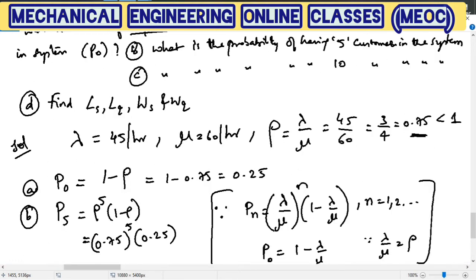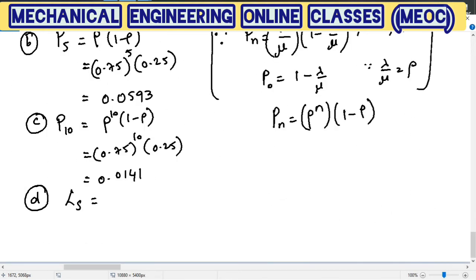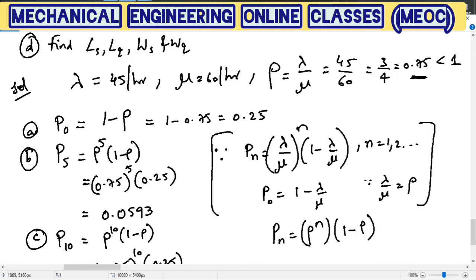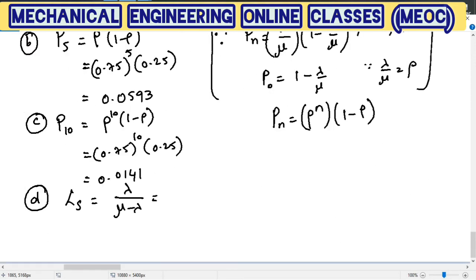We know the formulae. What is LS? LS is the system length. So that can be given as lambda by mu minus lambda. Lambda is 45 per hour and mu is 60 per hour. 45 by 60 minus 45, that is 45 by 15. This will be 3.